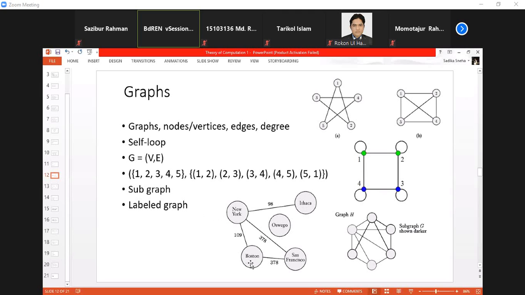But New York, Boston, and San Francisco are connected, or they have some path between them. But this node does not have any path with anyone, does not have any connection with anyone. It does not have any path. So this graph is not connected. It means there is no path between this node and New York or Boston or San Francisco. But all the other parts have some path. One node of this graph does not have any edge. So this is not a connected graph.